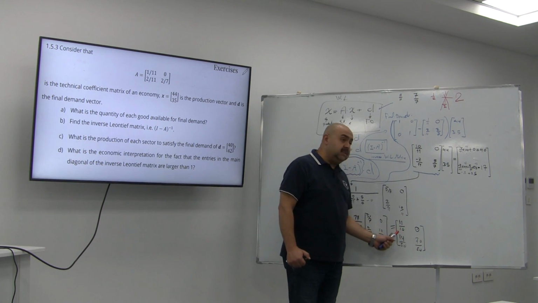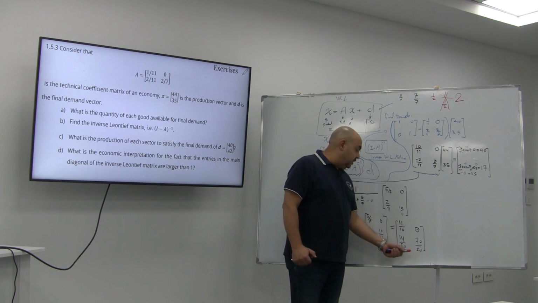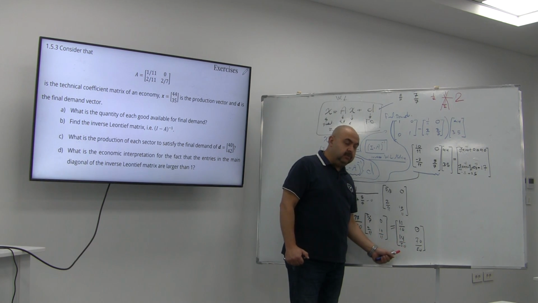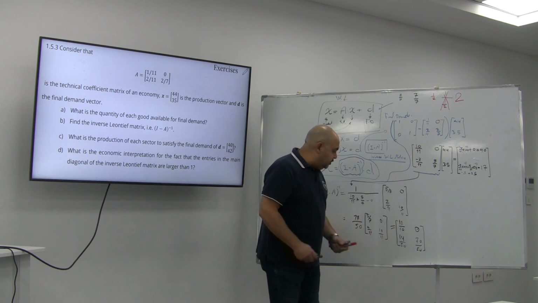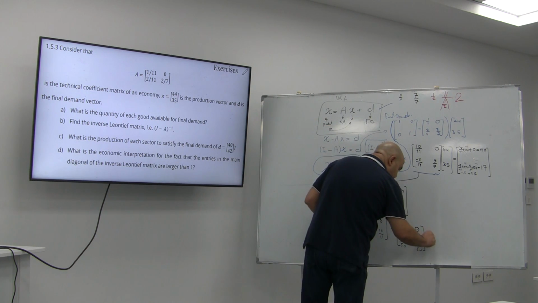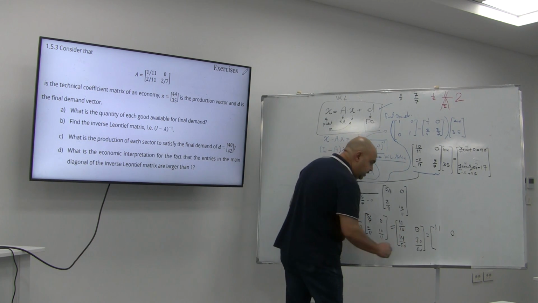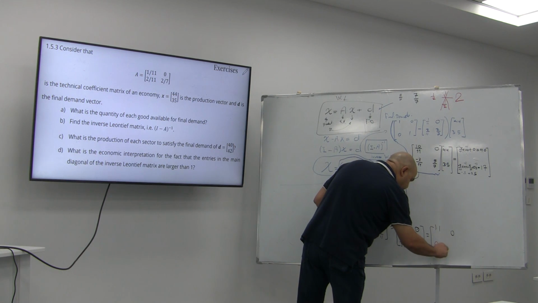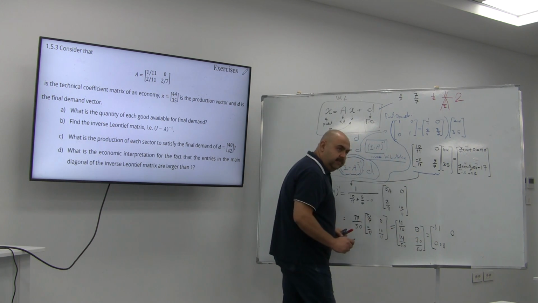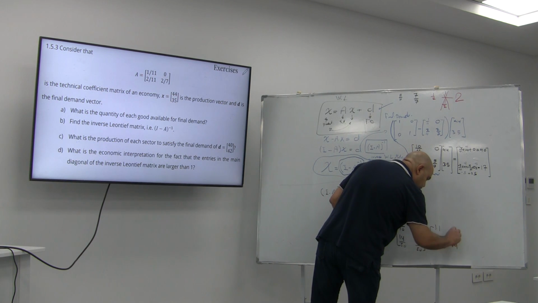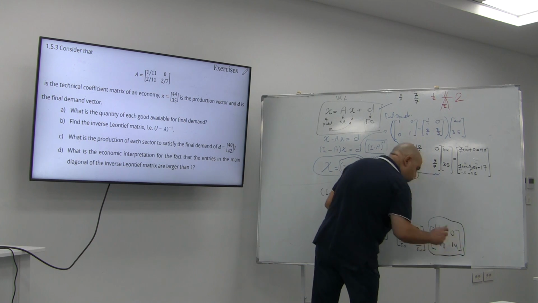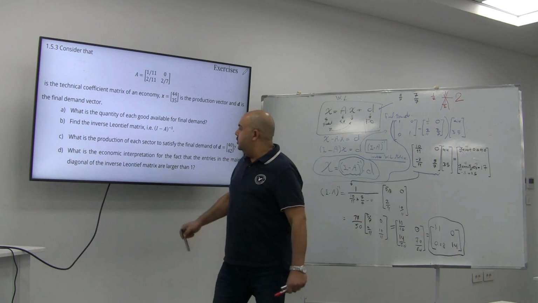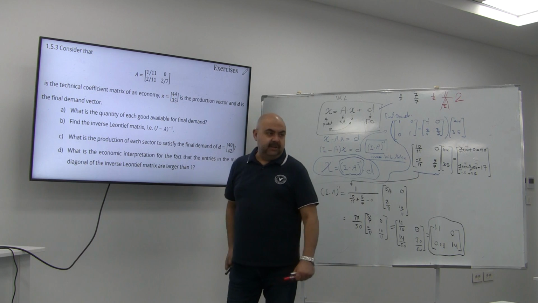I can get them as fractions easily, because as you can see, the denominators can be multiplied by something to reach 100, for example. So the first one is going to be 1.10, this value is going to be 0.28, and that value is going to be 1.4. That's the inverse Leontief matrix if you like to put it in this form. So question number B is completely answered.